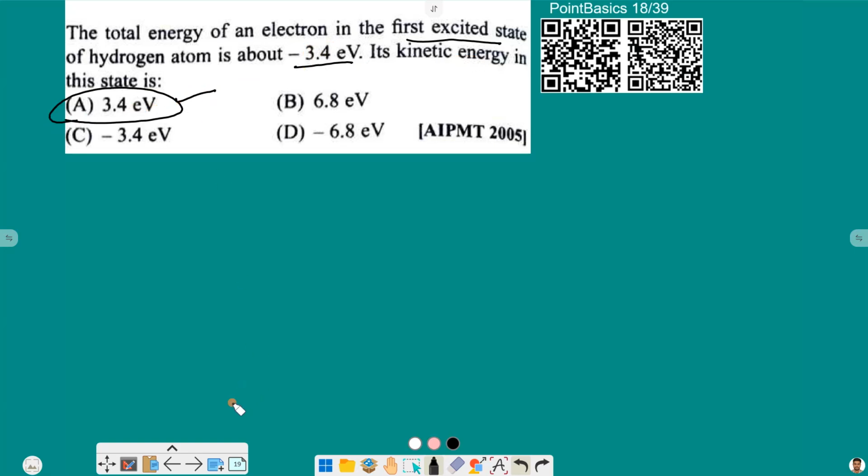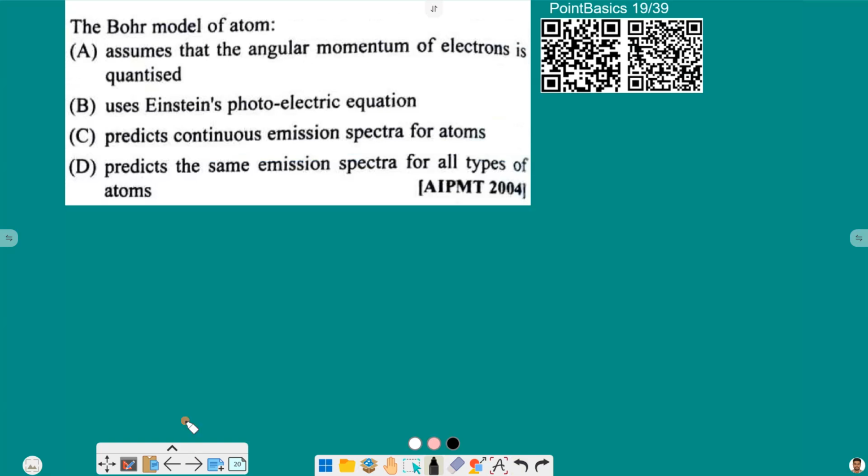Now in the next one, the Bohr model of atom assumes that angular momentum of electron is quantized, uses Einstein photoelectric equation, predicts continuous spectra, predicts same emission spectra for all types of atoms. Now we know the core assumption of the Bohr model, that angular momentum of electron in the nth orbit Ln is equal to nh by 2 pi. That is basically the quantization rule. So option A is right here.